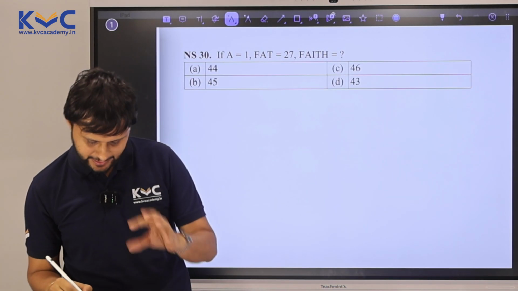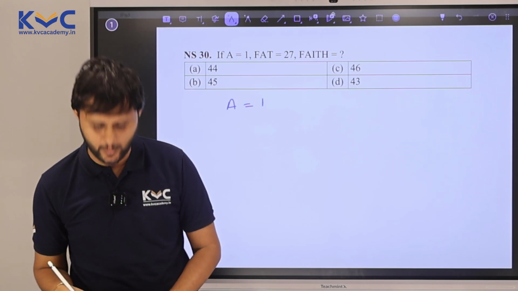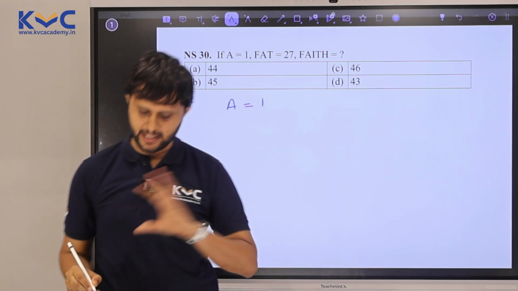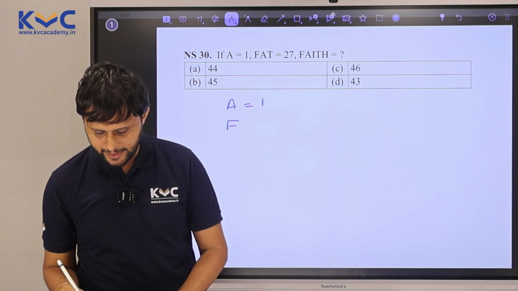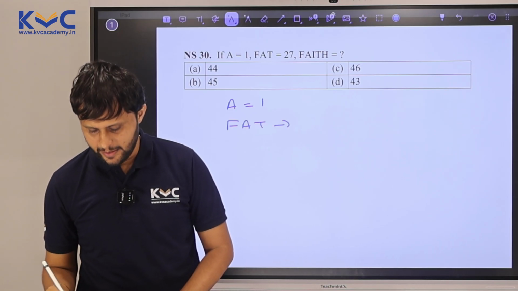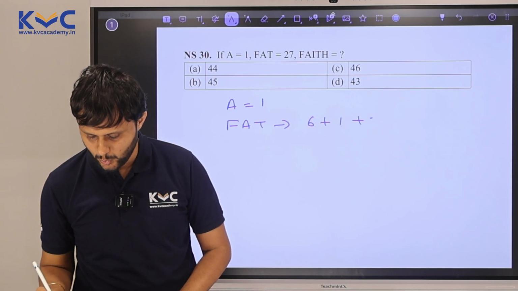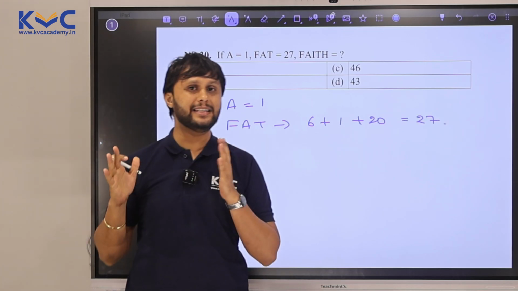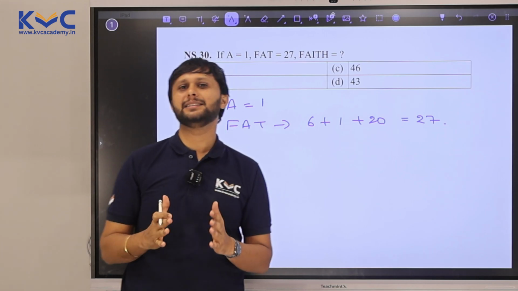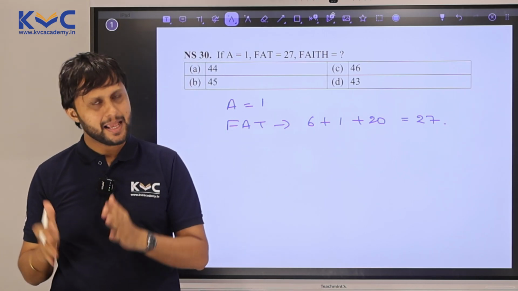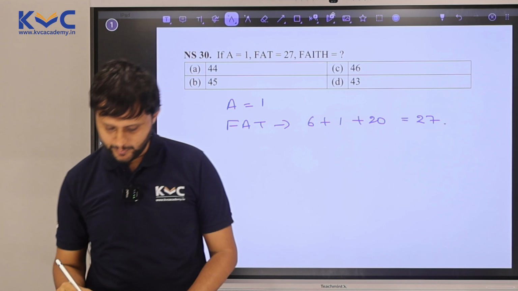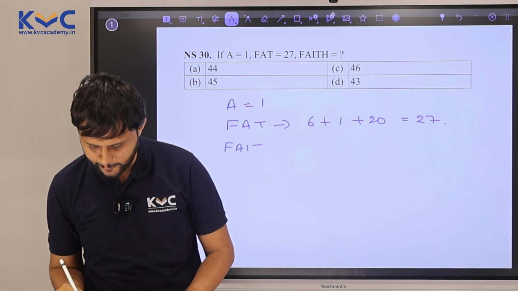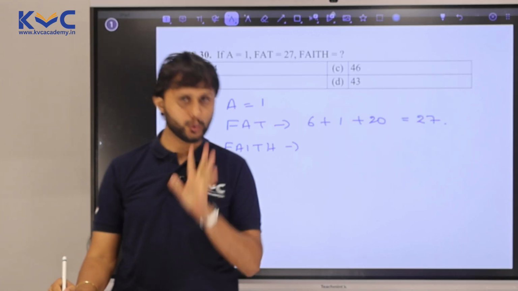So let me find the logic. A is given to be equal to 1. No problem. We don't understand the exact logic. FAT, number of letters. We have 6 plus 1 plus 20, which is equal to 27. So what we have to do over here is find the number of the letter and then add them. Great. So with that we should be able to find out what FAITH is totaling to.